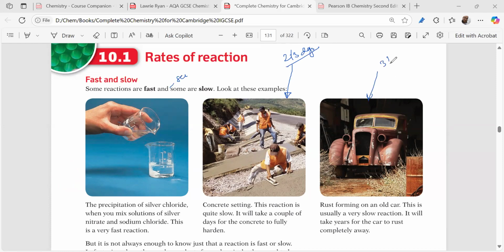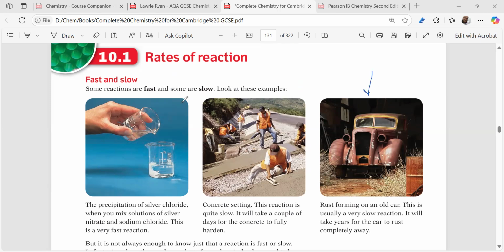Rusting takes how many years? 3 to 4 years it takes. So the very important portion we have to learn is that when we see a reaction, we have to understand that there are many fast reactions which take seconds, and reactions which take 2 to 3 days, and reactions which take 3 to 4 years. It's a very important point we have to master. A reaction can be very fast, or slow, and there are reactions which take years.